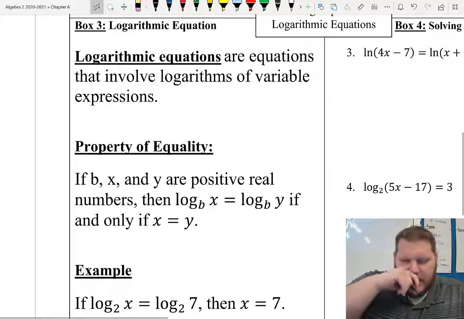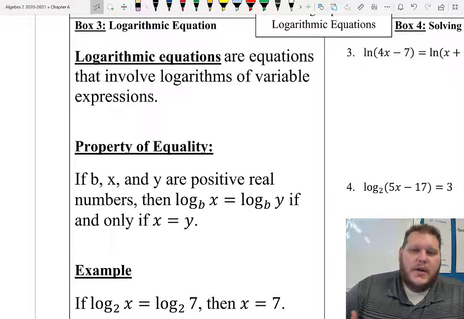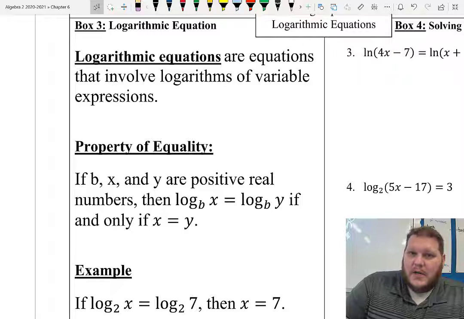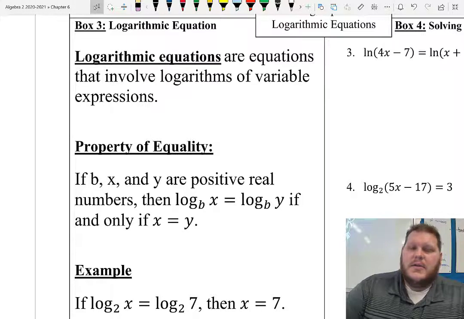Box 3 are logarithmic equations. Kind of the same idea here. Our logarithmic equations are just equations that involve logarithms of variables. So now specifically, again, those variables are inside the log. So we're evaluating the log with variables inside. I still have numerical bases. I still have numbers as bases. It's just going to be the x value or the variable is going to be inside the log.